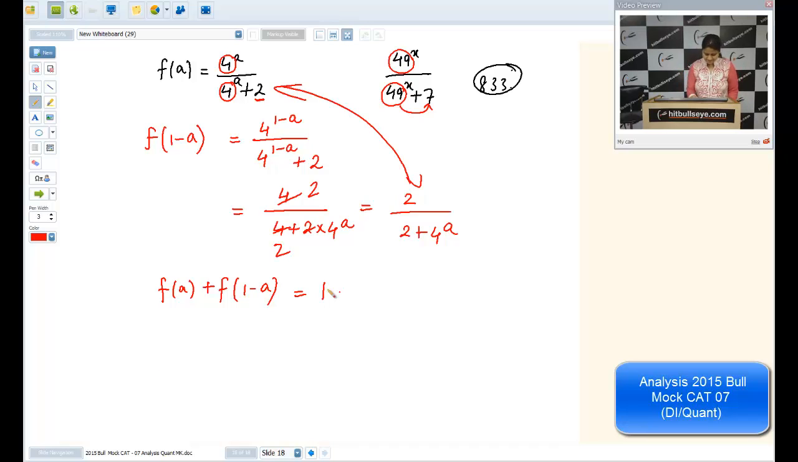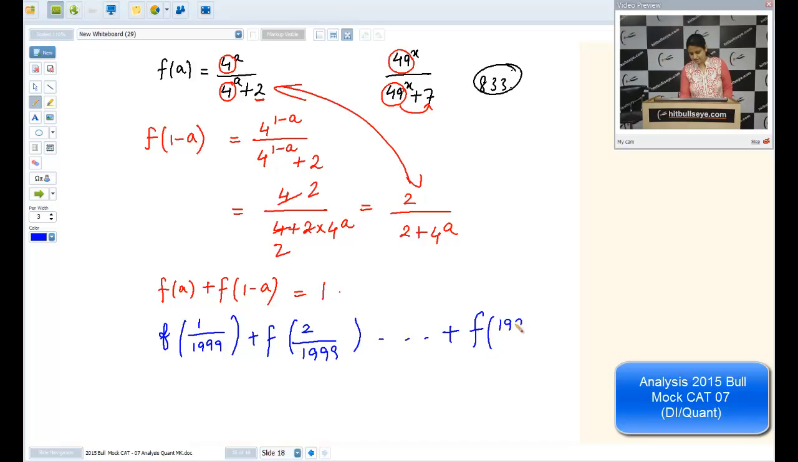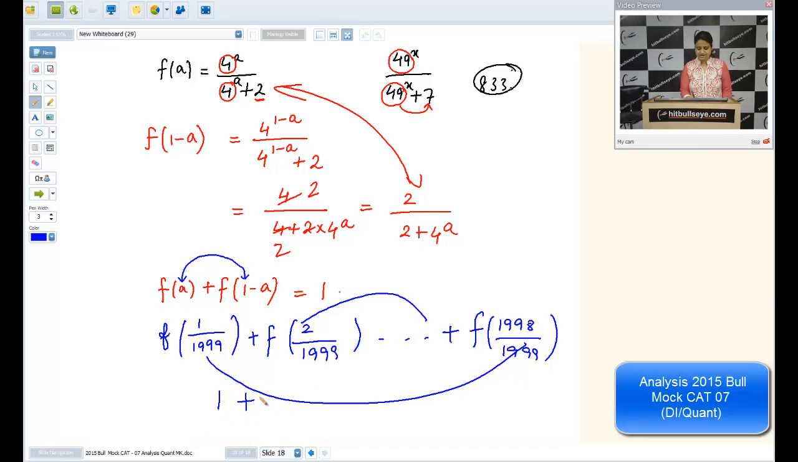So now I'm taking the expression. Expression was f of 1 upon 1999, f of 2 upon 1999 and so on up to f of 1998 upon 1999. See, whenever the inputs sum up to 1, the total will be 1. So if I take first and last part, it will give you 1. If I take second and second last, it will give you 1. It means you are pairing them. How many terms are there? 1998. How many pairs can be made? It will be 1998 by 2. And corresponding to every pair, you are getting 1. So this is the answer.